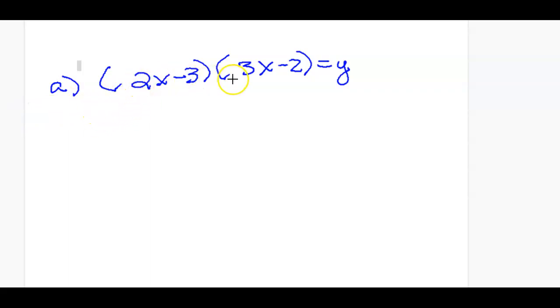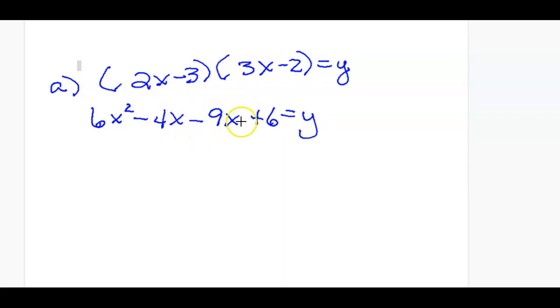So 2x times 3x is the first part. Remember that x times x is x squared. 2x times a negative 2. Negative 3 times 3x is negative 9x. And negative 3 times a negative 2 is plus 6. After I FOIL, I almost always have some kind of like terms in the middle to combine. So 6x squared minus 13x plus 6 equals y.